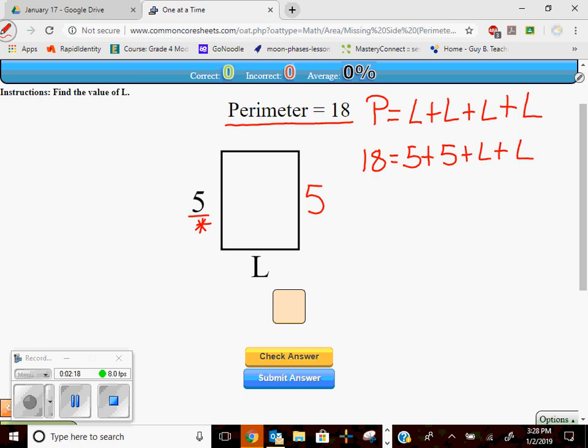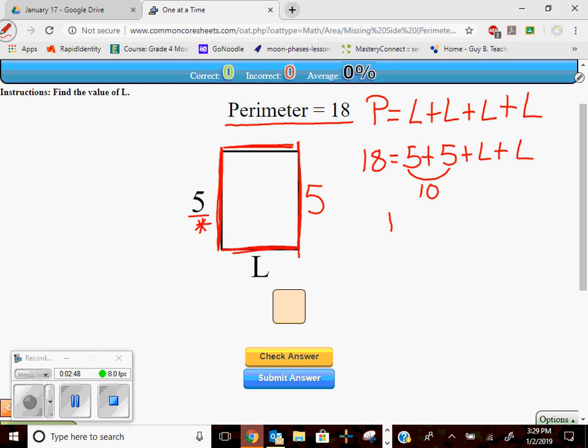Now what I have to do is take what I know first. I know that 5 plus 5 gives me 10. That 10 is the sum of what these 2 sides right here are together. So the question is, what plus 10 will give me 18? But it has to be the same number because opposite sides are the same. So these 2 sides are going to be the same.